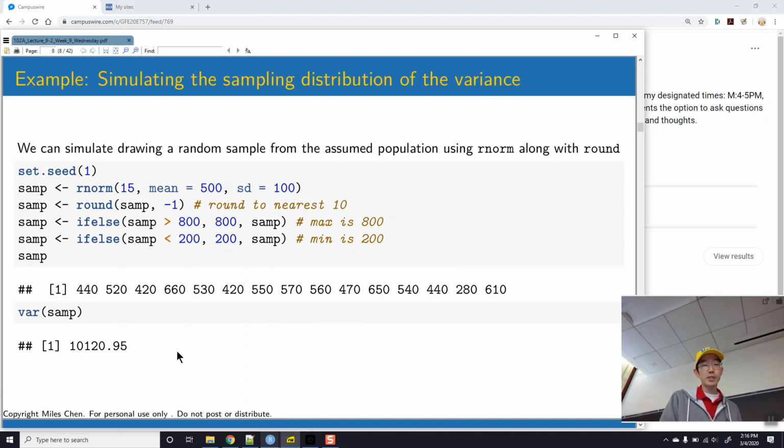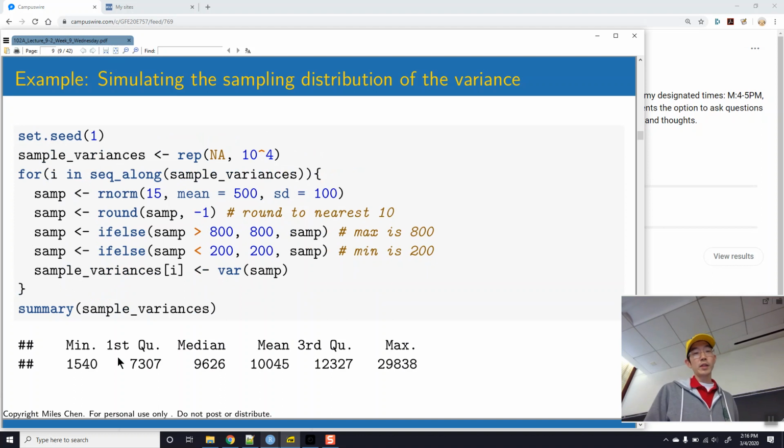If I take the variance of this sample, I get 10120.95. So around 100 squared, around 10,000. And then I'm going to simulate the sampling distribution. I just say we're going to do 10 to the 4 of these things. For i in each of these, we follow that process: random sample of 15, round them off, make sure the max is 800, make sure the min is 200, calculate the variance of this sample, and then store it away in sample variances. And I just do this 10,000 times, all right?